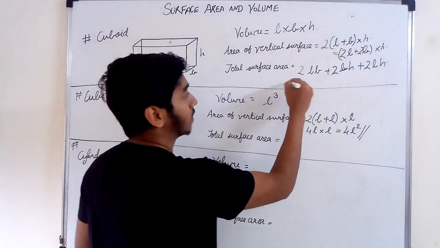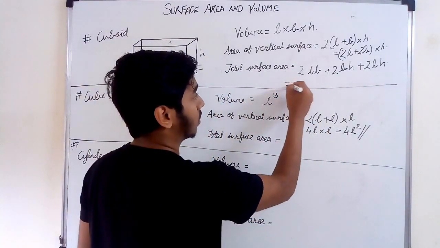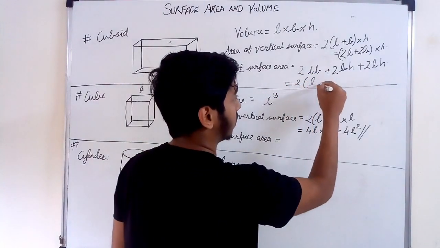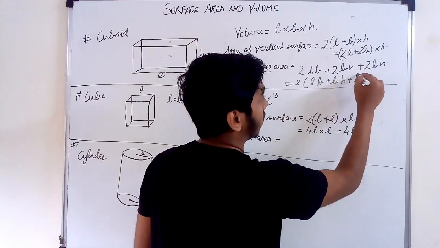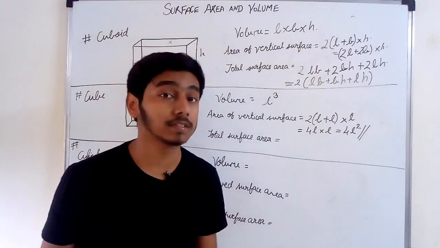So this can be written as, 2 taken common, so take them as length into breadth plus breadth into height plus length into height. So I hope you have understood this.